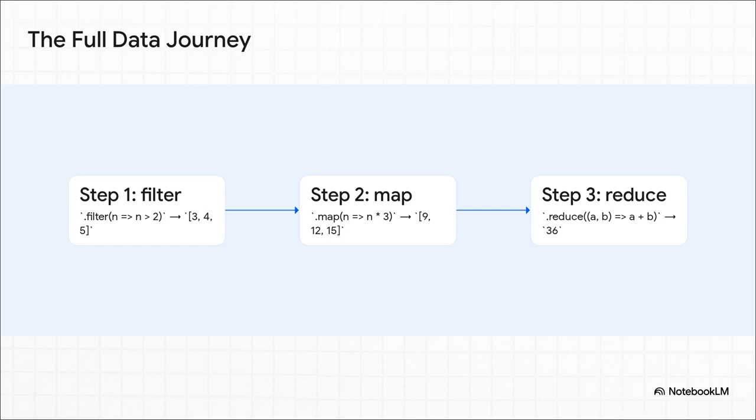It's amazing. First, we filter our original numbers for anything greater than 2. That gives us a new array, 3, 4, 5. Then that array flows directly into map, which takes each of those numbers and triples them, creating 9, 12, 15. And finally, that result gets piped right into reduce to add them all up, giving us the final answer, 36. It reads just like a story.